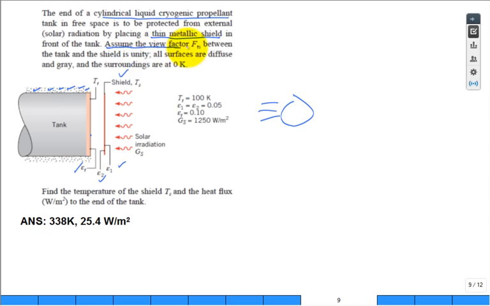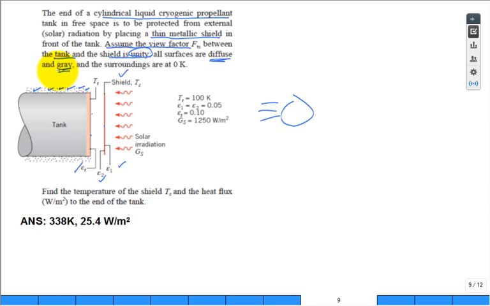Assume the view factor between the tank and the shield is unity, meaning the gap here is so small that it's a one-to-one. There's very few photons that go from the tank surface and go out the gap. The photons just go to the shield, and a negligible amount of the shield's photons get out the gap, and most of them go and hit the tank. So it's a one-to-one. It makes it a little easier. That's good. All surfaces are diffuse and gray.